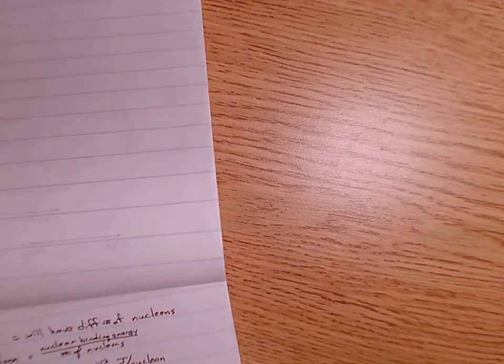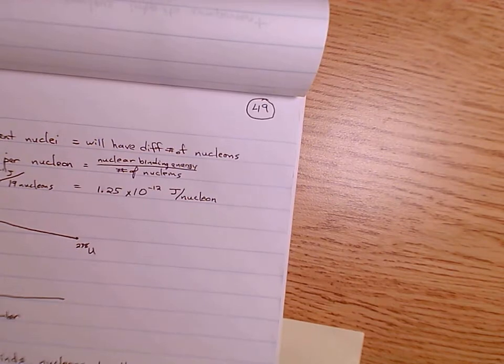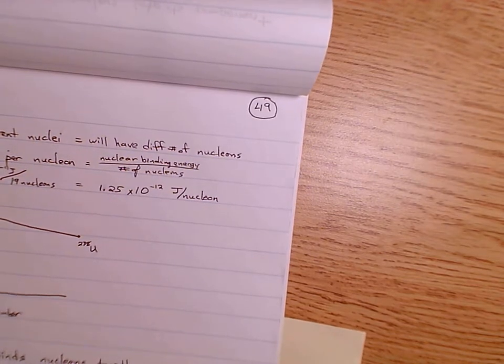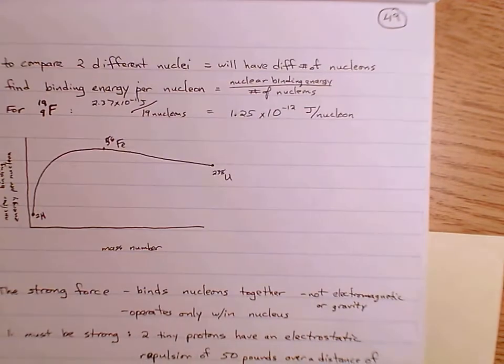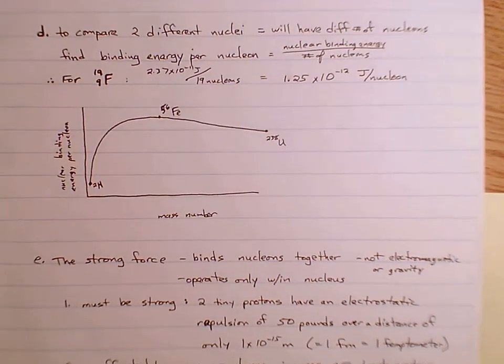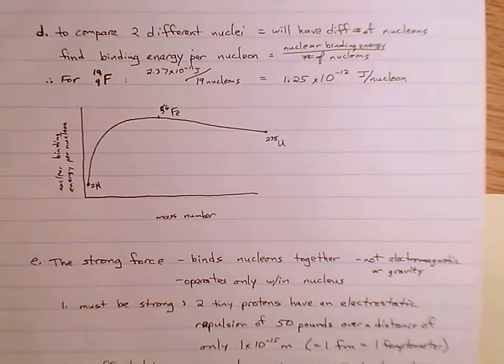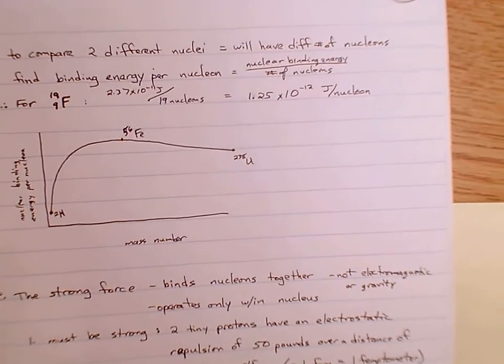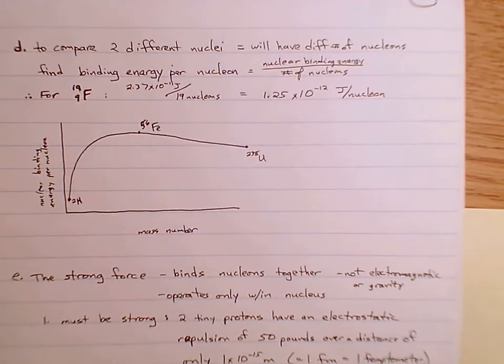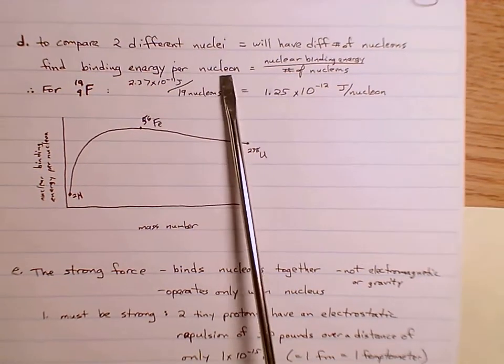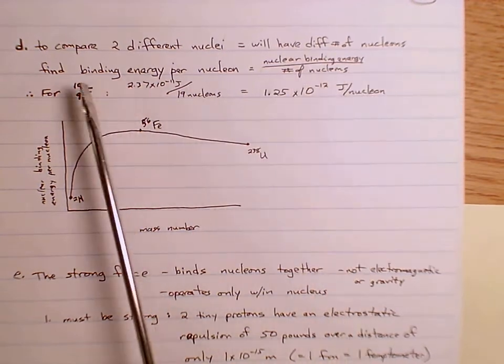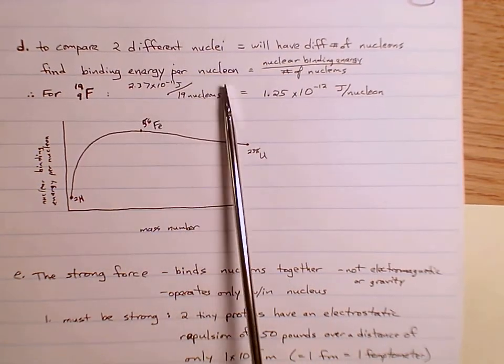Okay, so when we continue on with this, now I want to compare how stable other nuclei are, because the amount of energy given off to form a nucleus tells us about how stable it is. But the problem is different nuclei have different numbers of protons and neutrons, so we need a nicer number. What we have come up with is a number that will compare two different nuclei that have different numbers of nucleons. We find the binding energy per nucleon.